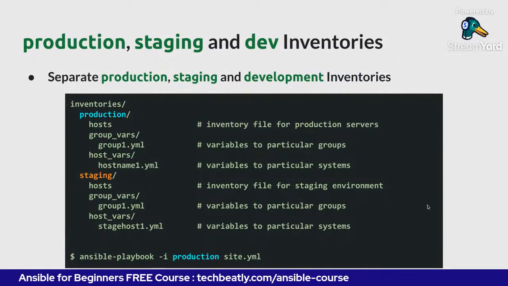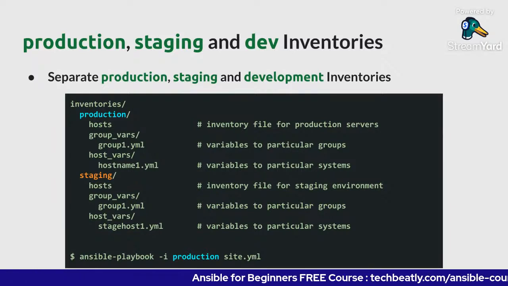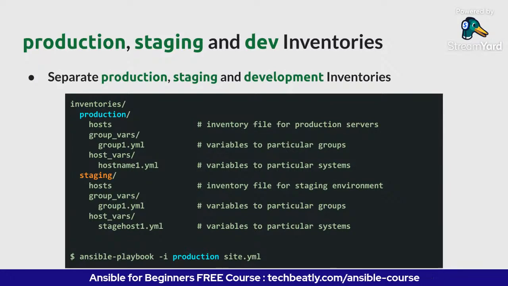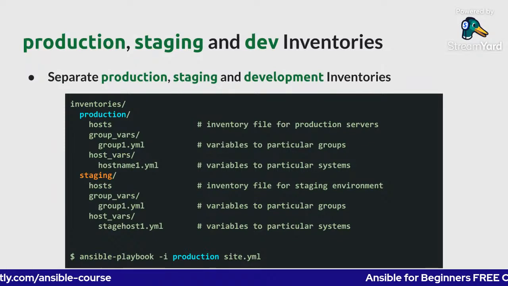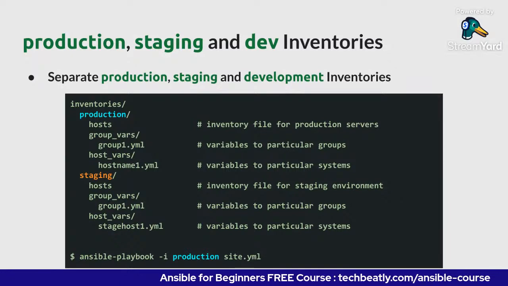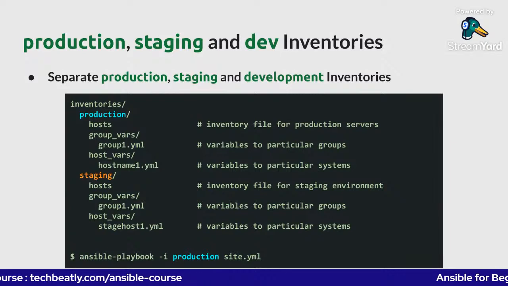Okay. I think I already mentioned this, but again I'm highlighting it. Separate your production, staging, and development inventories, because you have a development server, you have a staging server. You don't want to accidentally execute something wrong on your production or staging server. So instead of hard coding everything inside, you can pass the inventory information when you execute the playbook. Keep the production hosts separately, and production group variables, production host variables, everything separately.